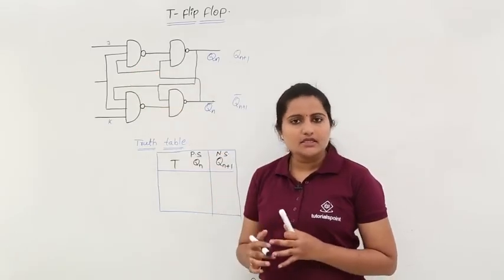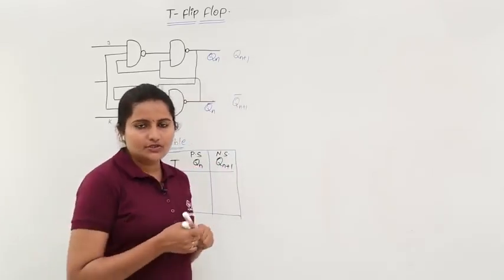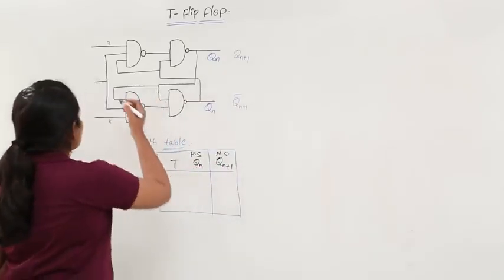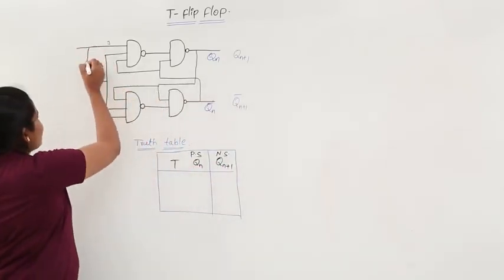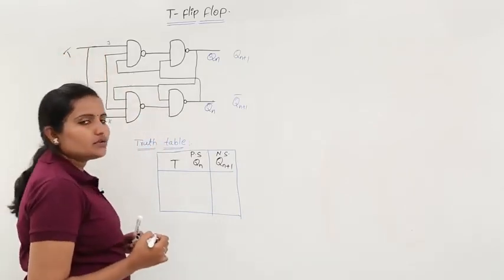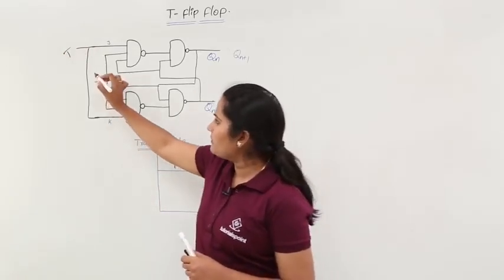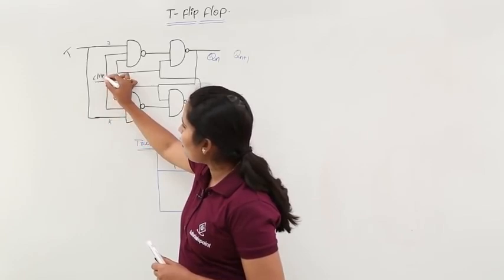Now from this JK flip flop we are going to get the T flip flop by just joining J and K like this. I am joining J and K and connecting them to a single T toggle input. Then we are getting the T flip flop. This is the structure for the T flip flop. Here you can observe a clock pulse.